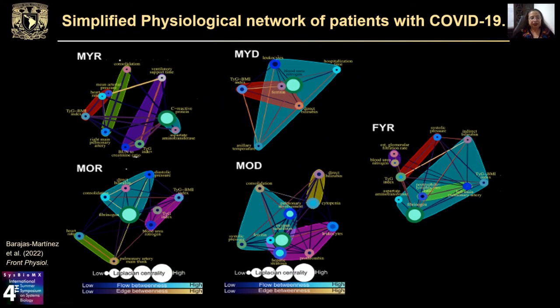Here you have the simplified network, only to see how the connections between groups are destroyed, of men that did not recover and women that recovered. As you see, there is a connection that is not lost. But when you consider the ones that unfortunately died, there is a stronger separation in groups. There is this loss of connectivity due to the disease.